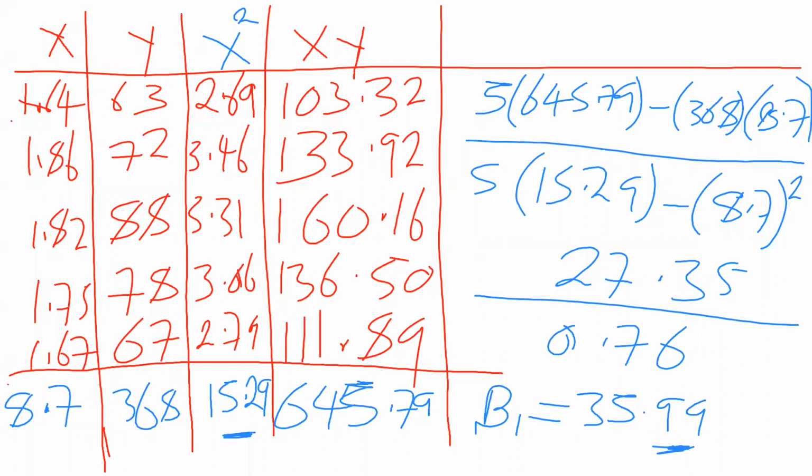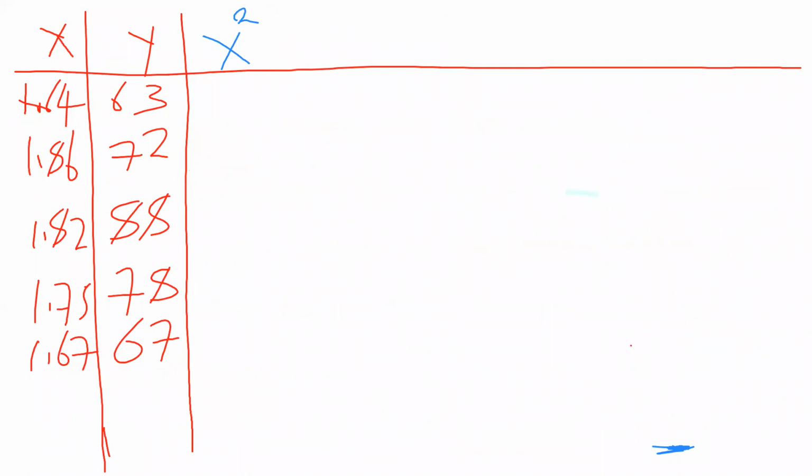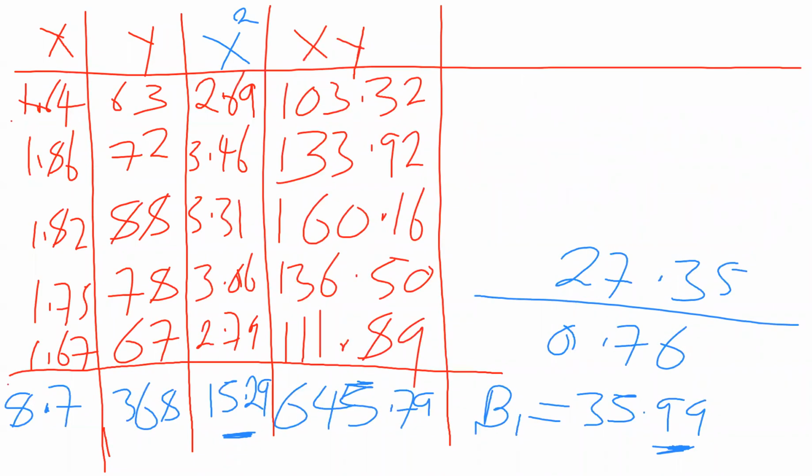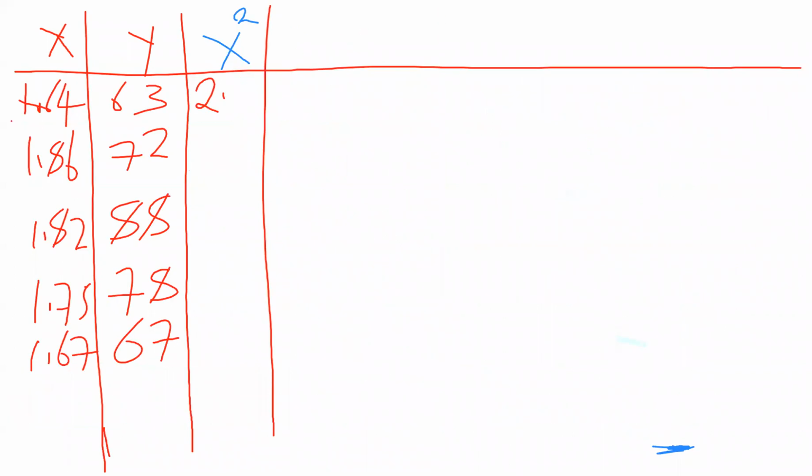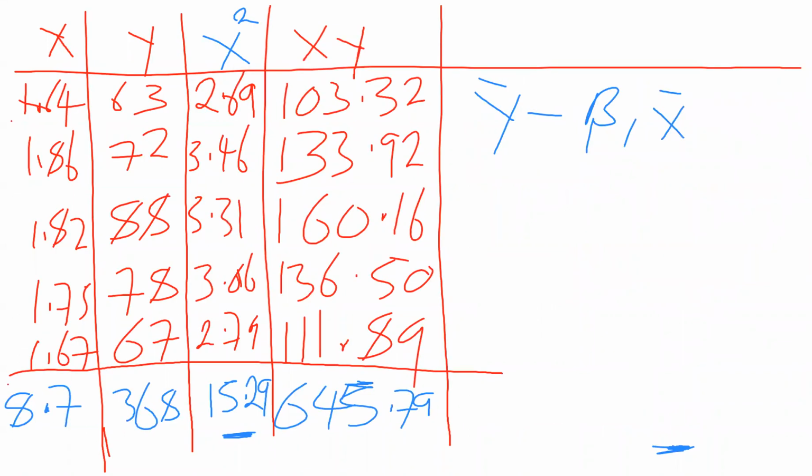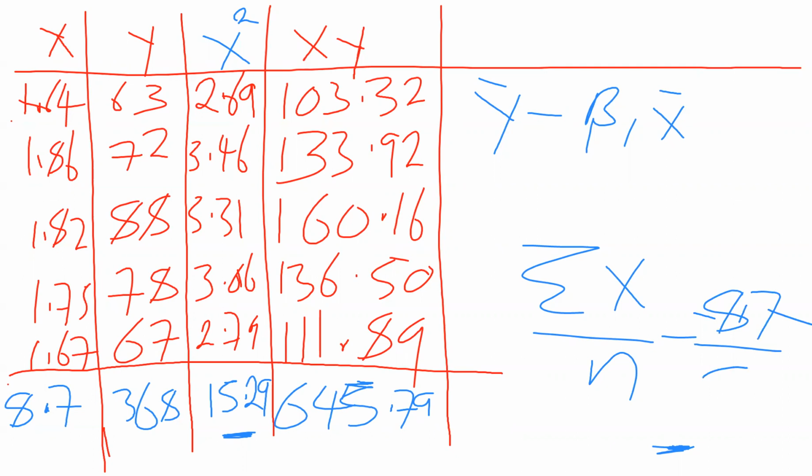So you find your beta 1. What about beta naught? For you to find the beta naught, you need y bar minus beta 1 times x bar, meaning you should find the mean of x and the mean of y. So to find the mean of x, you just do the summation of x divided by n, right? The summation of x is 8.7 divided by 5. What is n? It's 5.